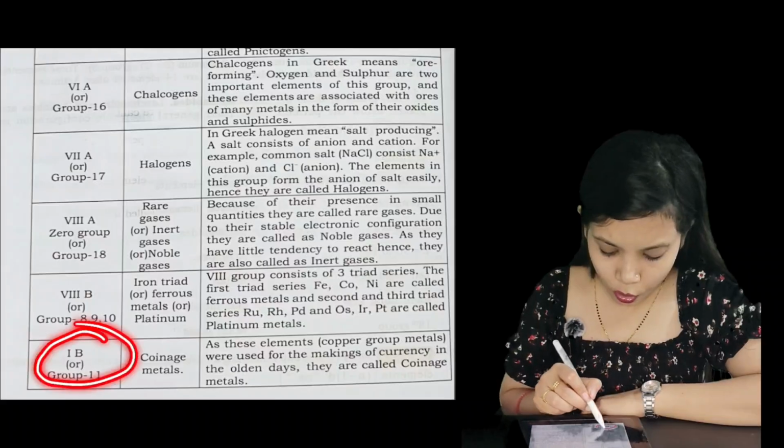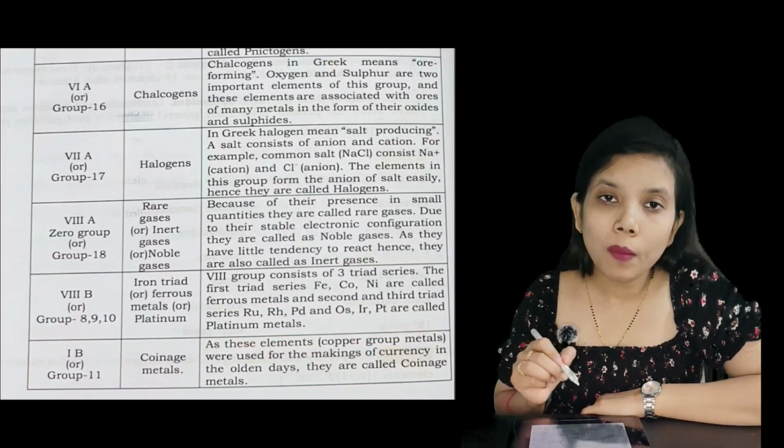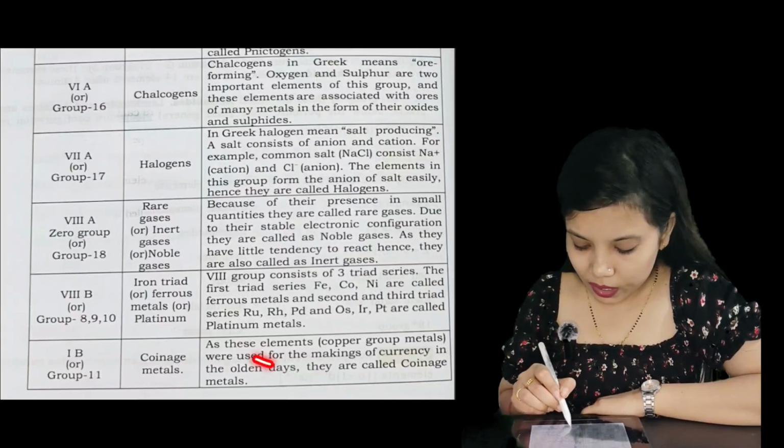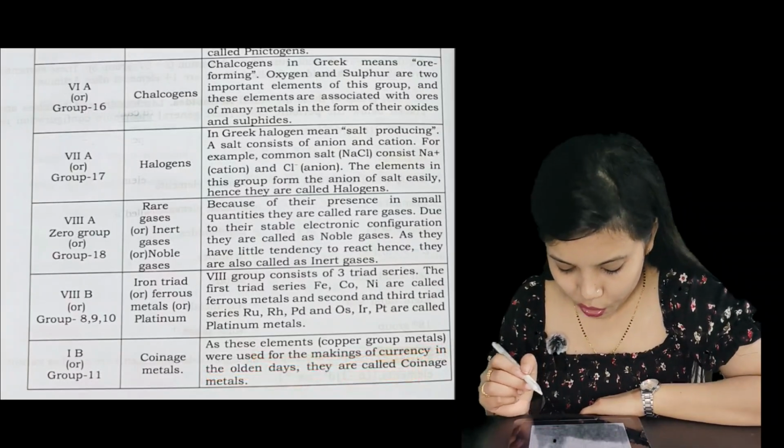Okay. Group number 11, they are called the coinage metals. These elements are copper, silver and gold. Earlier these metals were used for making currency in olden days. That is why they are known as coinage metals.